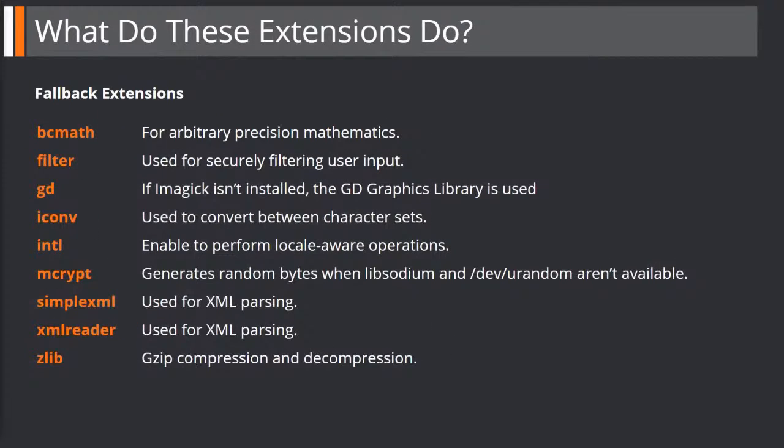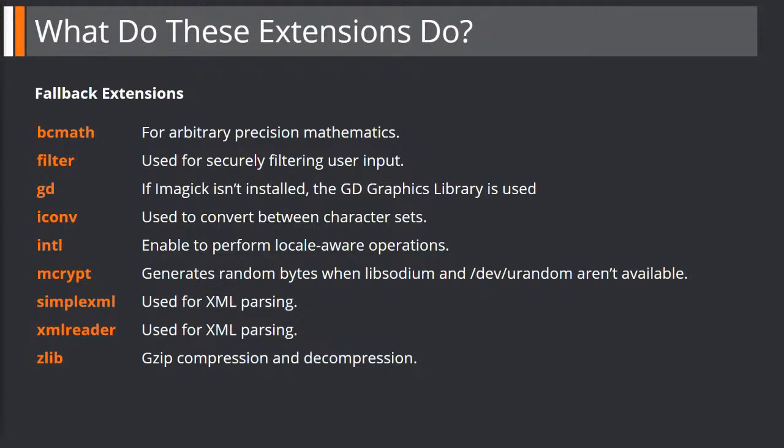So these are the fallback extensions. If the core set doesn't work for some reason, or it can't find those functions, then WordPress will try and use the older functionality from these libraries here. So it's probably a good idea to have these installed just in case there's a problem with your PHP. You don't have to have them installed, but it's probably best just to try and install them anyway.